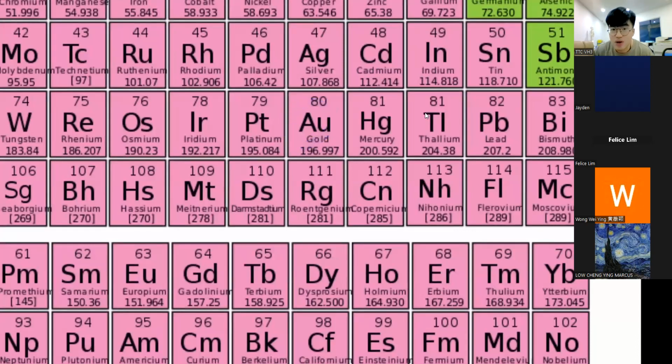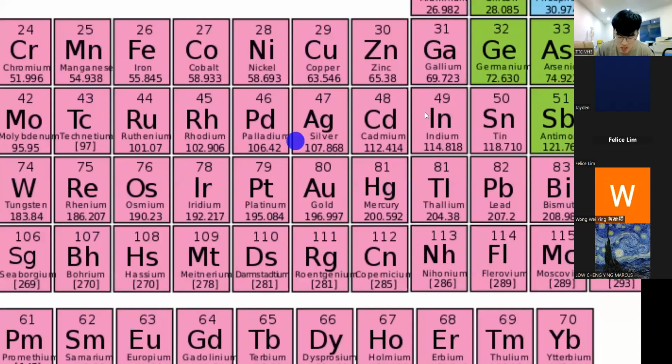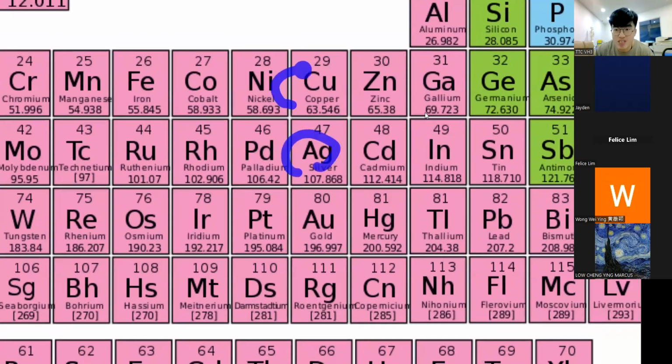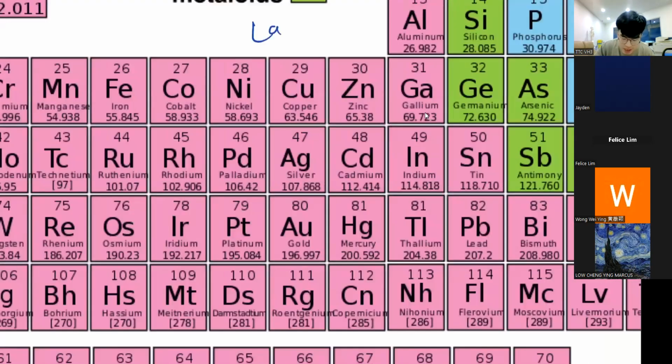Okay, 79 is gold. And just a little bit of info, guys. Do you know why gold is called Au? And why is silver Ag? And why is copper Cu? Guys, this is extra info. Because in Latin, gold is aurum. Gold is aurum.